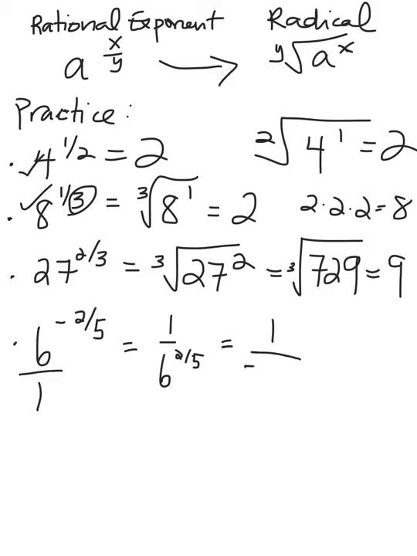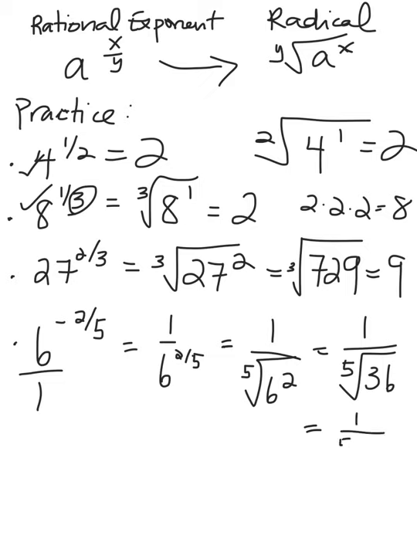But now we have the 5th root. So some number times itself 5 times equals 6 squared, which is 36. Now, there is no whole number that when you multiply it by itself 5 times will get you 36. So we're just going to leave this one just like this.